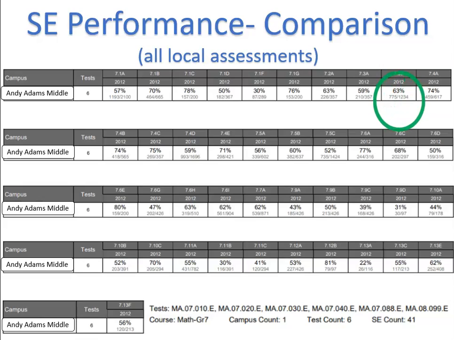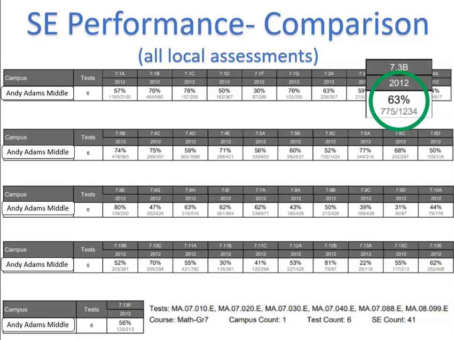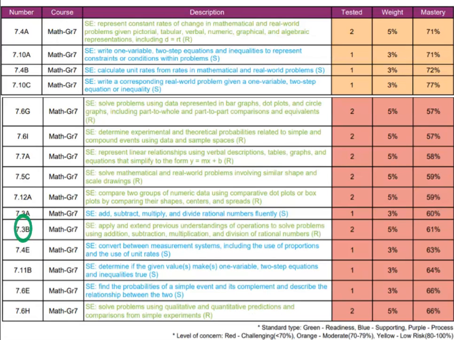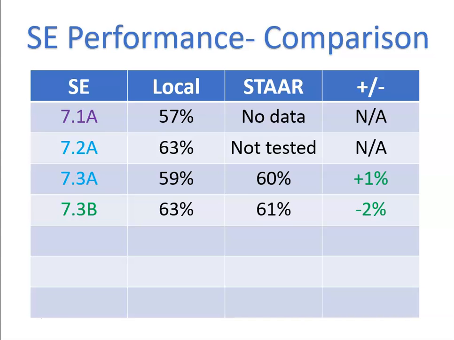As we move back to the local report, SE 7.3b is our first readiness SE, and students answered questions on this SE approximately a dozen times throughout the school year, answering correctly 63% of the time. Students matched their success on the STAAR with 61%. Again, we want the two numbers to be aligned, no greater than 10% away from each other.